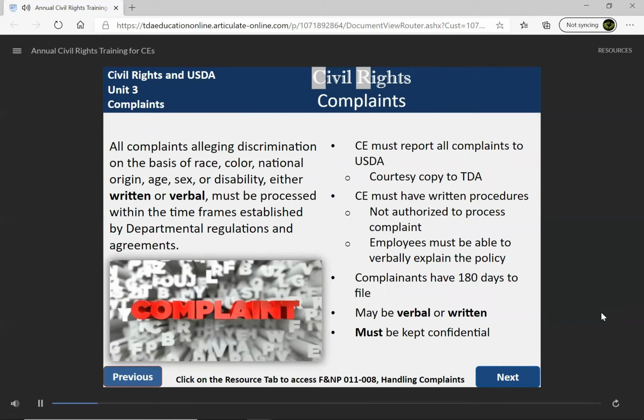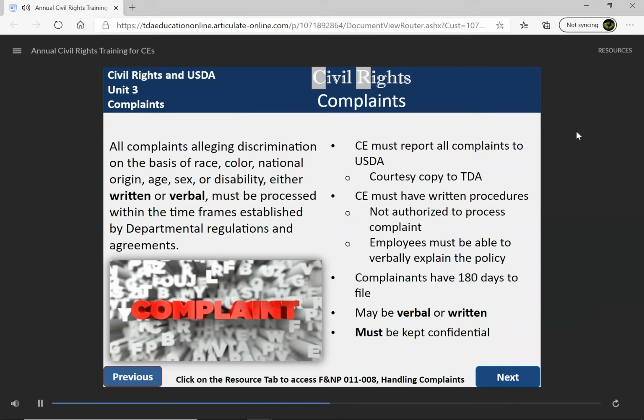All complaints must be handled professionally and efficiently following CE procedures and meeting timeframes set by USDA and/or TVA. Civil rights complaints, covering the protected bases, must be reported to USDA and courtesy copied to TVA within 5 days of receipt. CEs are required to have procedures in place to move the complaint into the appropriate process for handling civil rights complaints. CEs are not authorized to process a civil rights complaint. All associated staff must be able to provide written documentation regarding complaint procedures and an explanation of the complaint process.